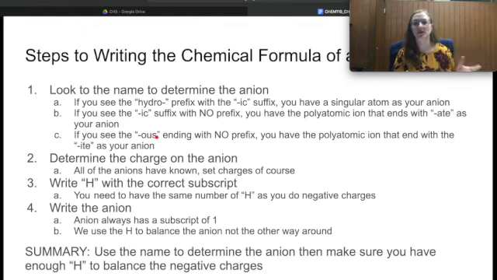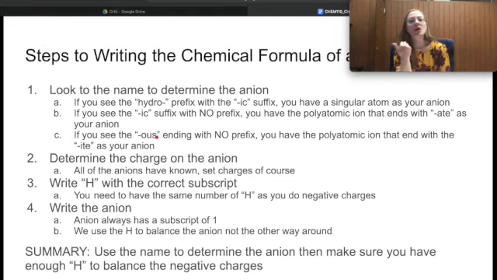Before, it was look at the anion, figure out the prefix and suffix. Now we have to get the information from the prefix and suffix to determine what the anion is. So once we've figured out which anion we have, we have to figure out what the charge is on the anion. Of course, as we've talked about, all of the anions have known set charges. We know that. So once we look at our anion, we know which one we have. We need to determine the charge on the anion.